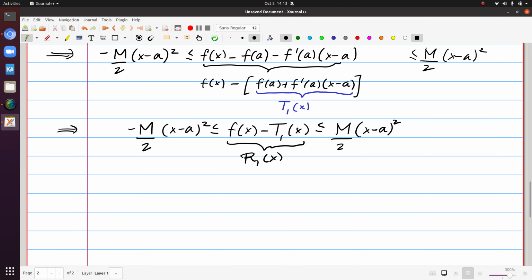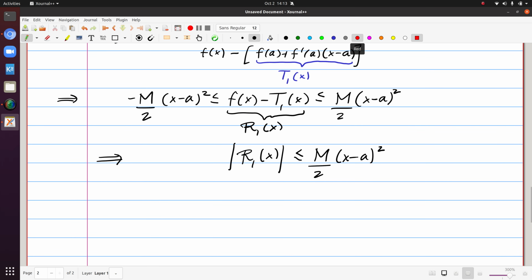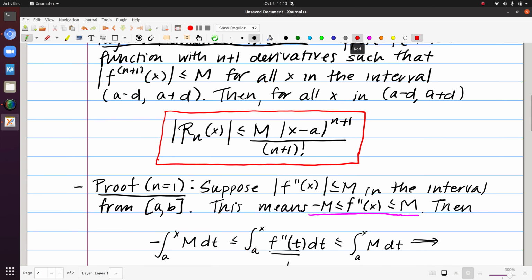And the other thing to observe is that I have a lower bound and an upper bound that are related by a negative sign. So we can actually jump to say that not only do I have r sub 1 of x in the middle here in this inequality, but I can actually rewrite that as saying that the magnitude of this is bounded above by just the positive version of this bound. And what I'll come back to just to round this out is how does that compare to the remainder theorem, which is what I boxed here in red.